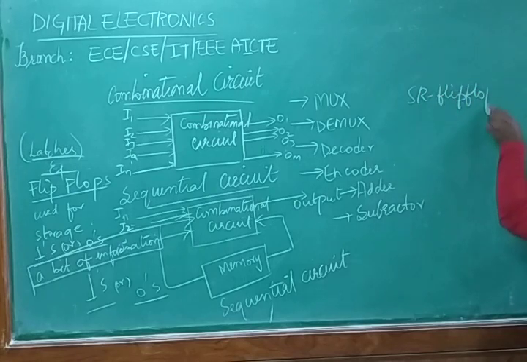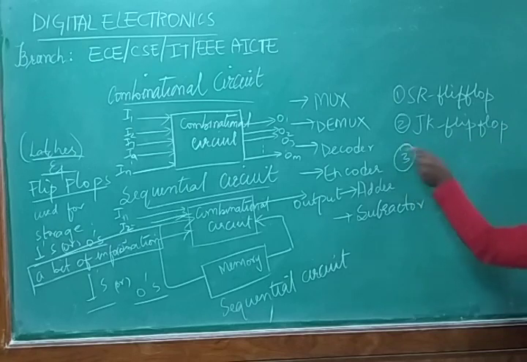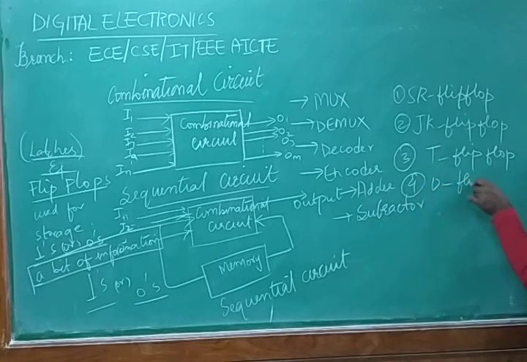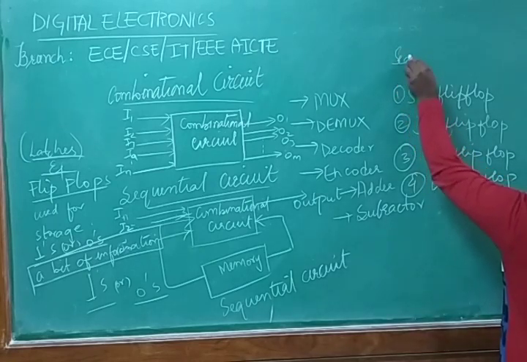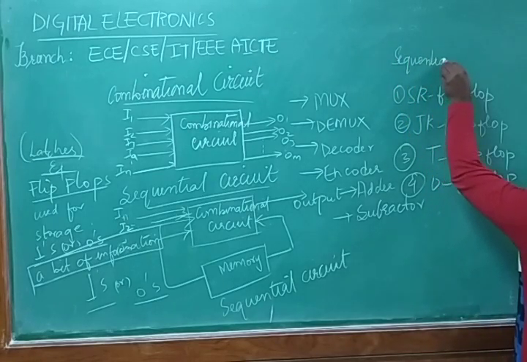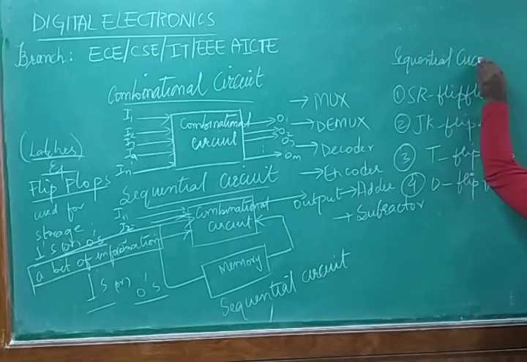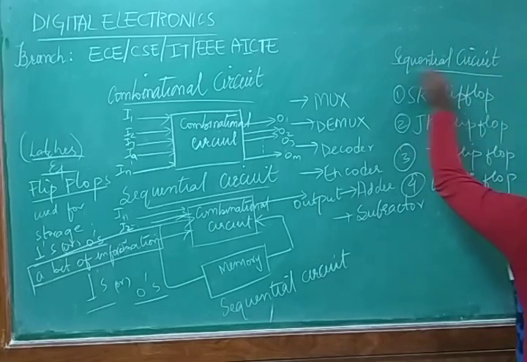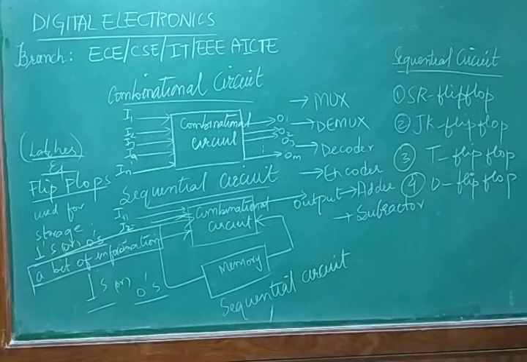flip-flop. Second would be the JK flip-flop. Third would be the toggle flip-flop. Next is the data or delay flip-flop. All these flip-flops we are going to discuss in sequential circuitry. In sequential circuits, we are going to design all these 4 types of flip-flops.